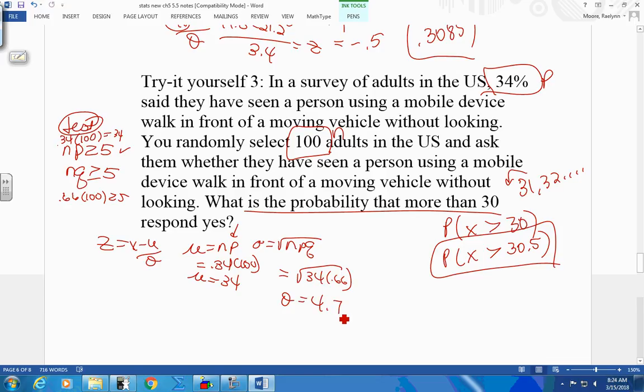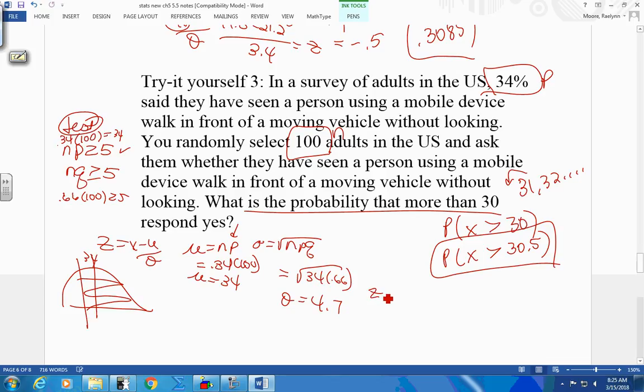Now, rough sketch. Here's my mean, 34. I want greater than 30. So I'm over here. Is my probability going to be greater than 50% or less than 50%? Greater. If you just give me this much of a sketch, it's helpful. Because when we look that up and you use your table, you're going to get the left-hand side. If you didn't realize you need the right-hand side, by looking at a sketch, it's going to be wrong.